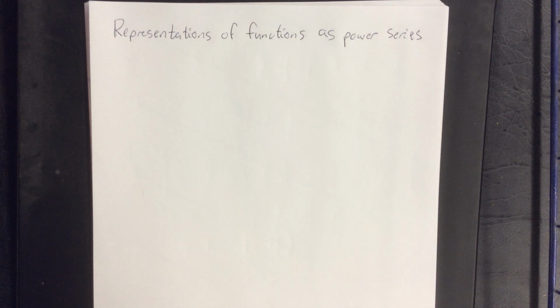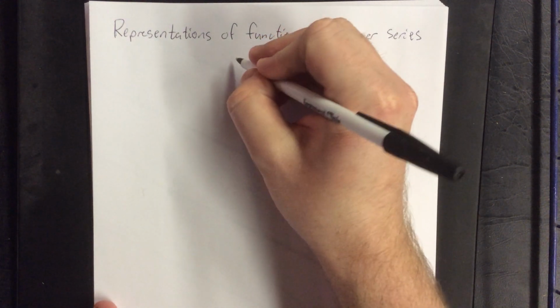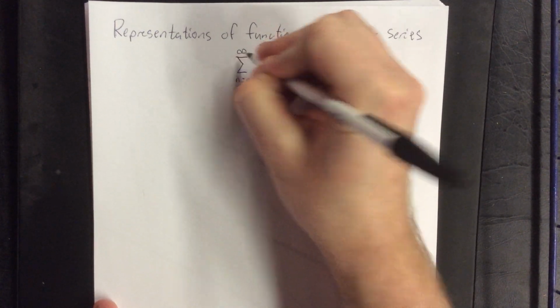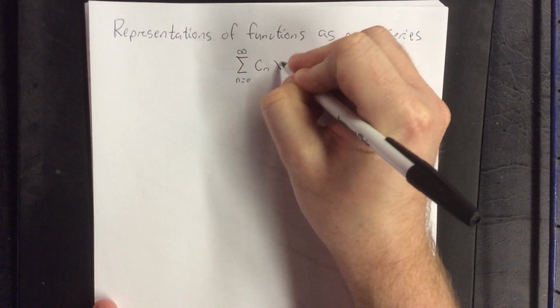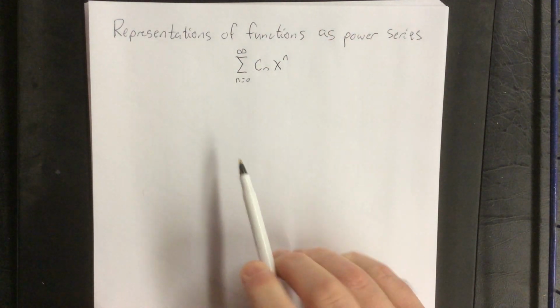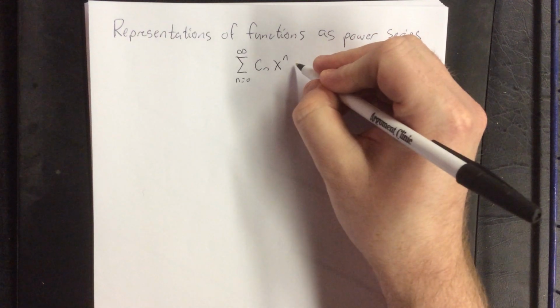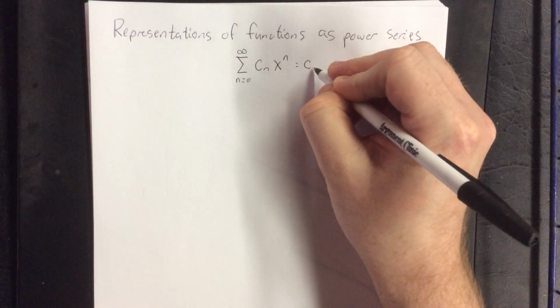In this video, we'll be introducing the concept of representations of functions as power series. Now, we had our introduction to power series in the previous set of videos. A power series, in general, took on the following form. So this was the sum from n equals 0 to infinity of c sub n times x raised to the n power. This was one that was centered at x equals 0.